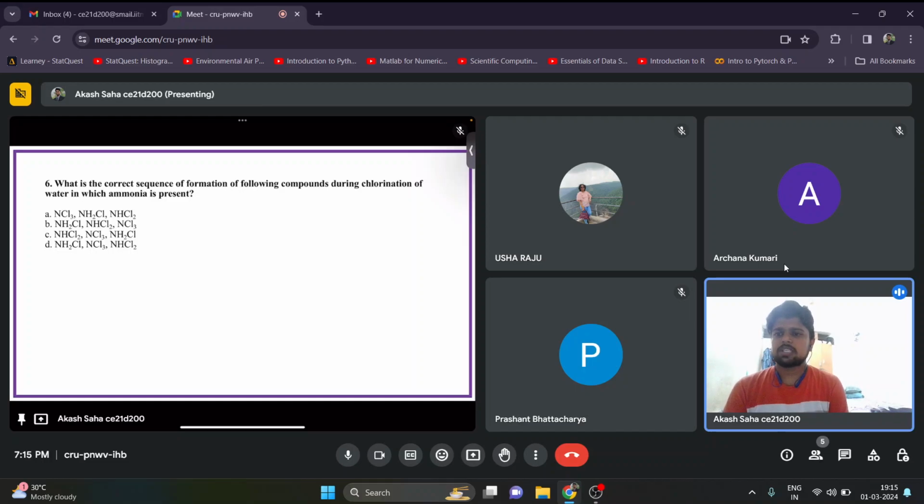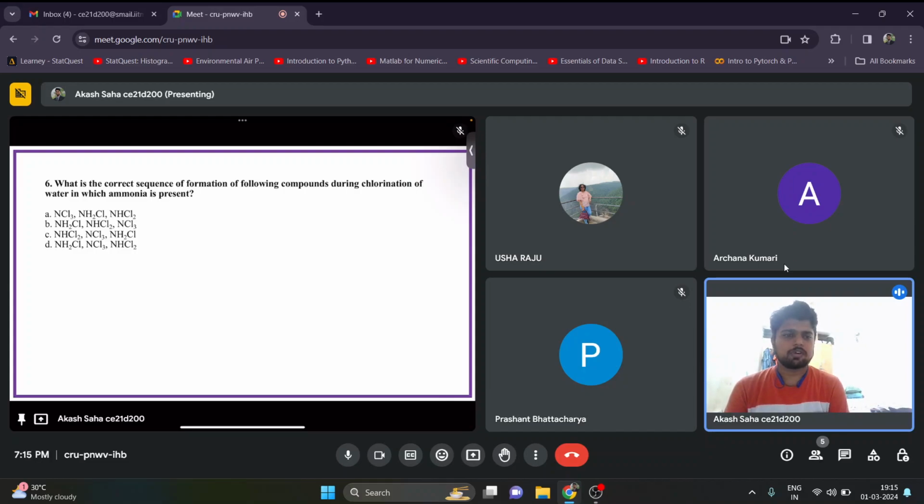Okay, so it says, what is the correct sequence of formation of the following compounds during chlorination of water in which ammonia is present? So in my system, if some ammonia is present and I am adding chlorine into the system, what will be the different compounds and the order in which they are formed? So you have to find out. Please try to answer this question.